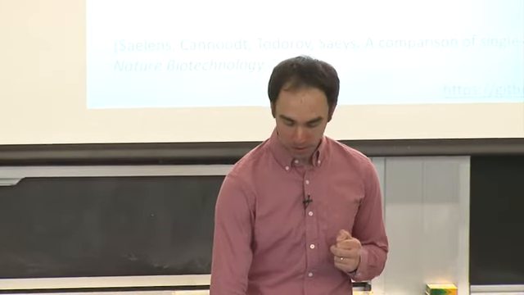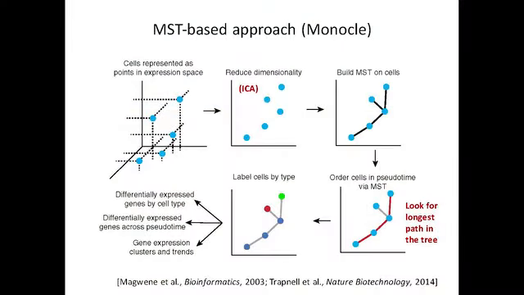What I'll do in the next few minutes is just give you an inkling of how two of the methods work. And I chose these to be representative examples. The first example is an approach based on building a minimum spanning tree. And this algorithm I'm going to describe goes by the name of Monocle. It was published in 2014 in this paper by Trapnell et al. But it builds very heavily on an earlier published paper from 2003 that I'm also citing here.